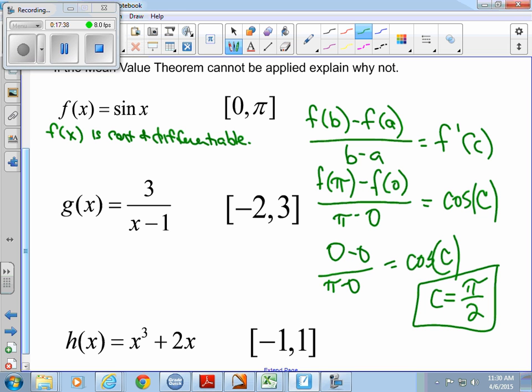So the average rate of change, and just a visual, this is not something you will need to do, but from 0 to pi, the average rate of change was 0. We found that the slope is parallel at pi over 2. The average rate of change is equal to that instantaneous rate of change at pi over 2.